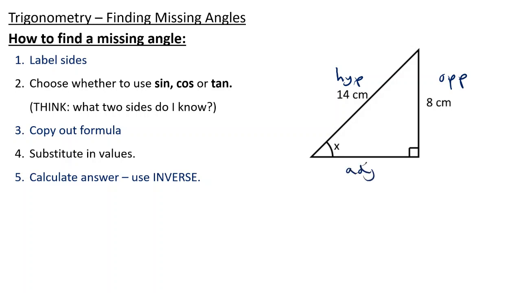We now need to choose using SOH CAH TOA which we'll be using. And so we're thinking to ourselves, what two sides do we know? We know the opposite and we know the hypotenuse, therefore we're going to use sin. So we copy out now our formula for sin.